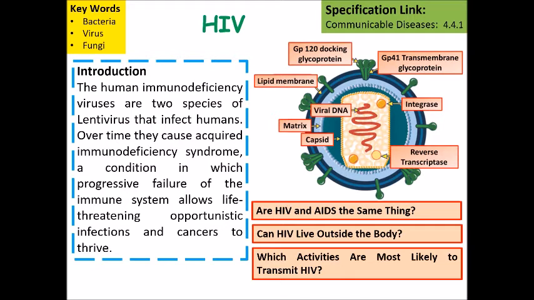HIV. So HIV is the human immunodeficiency virus. Over time it can cause acquired immunodeficiency syndrome, which is a condition that causes progressive failure of the immune system and allows life-threatening opportunistic infections such as cancers to take hold. There are 3 short questions here for you to think about. Pause the video, have a go at them, and then have a look at the answers.